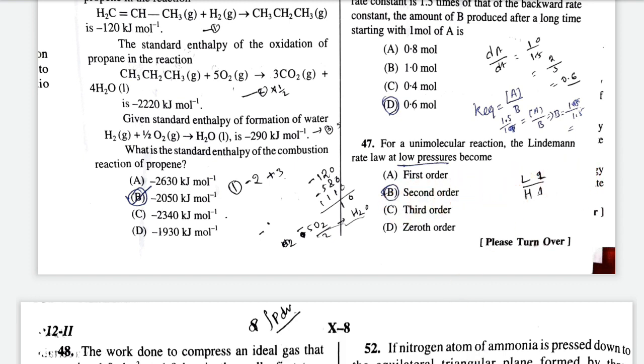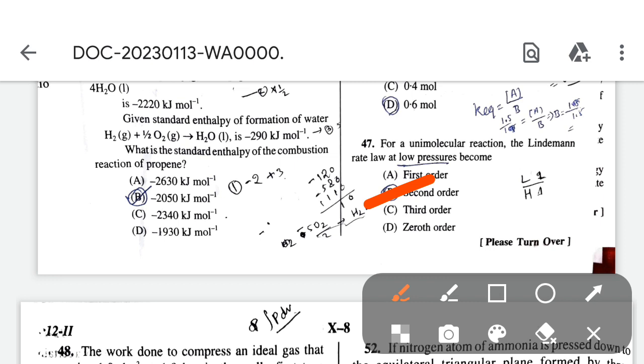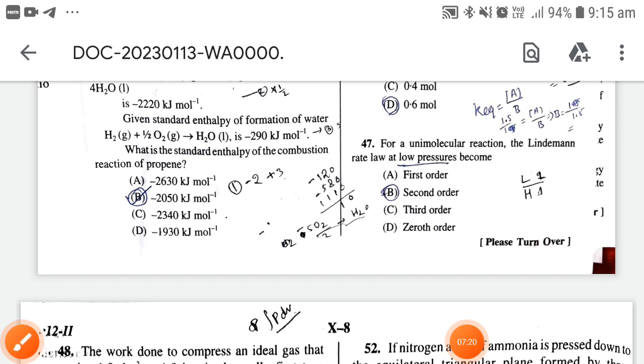Next, for a unimolecular reaction, the Lindemann rate law at low pressure becomes... Here the correct option is option B. Okay. At low pressure, this is second order. At high pressure, this is first order. You can remember.